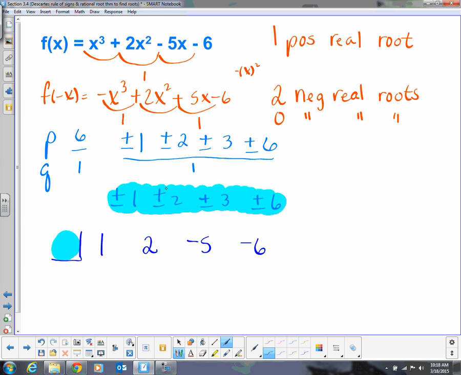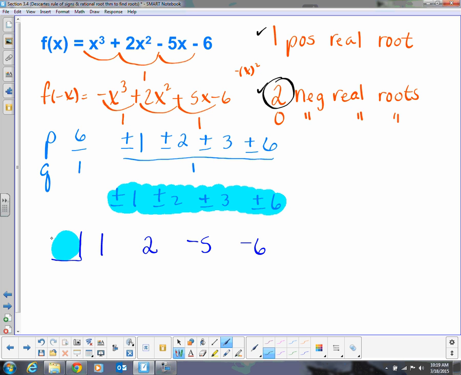Okay. You have 4 positives to choose from. You have 4 negatives to choose from. This is telling you that one answer is going to be positive, and you're going to have 2 negative real roots, or possibly 0. They could be imaginary. If I want to pick a number, I'm going to choose a negative because there are more negative possibilities that work than positive.